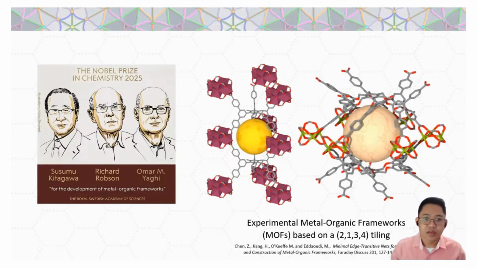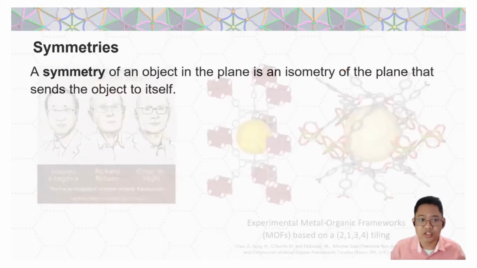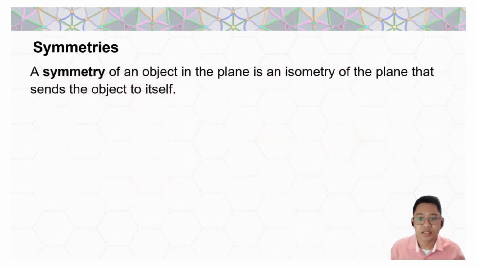Now, before we begin to understand and construct tilings, we have to learn what symmetries are, because symmetries are going to be the tools we need to construct tilings. So let's try to understand what symmetry is. The symmetry of an object in the plane is an isometry that sends the object to itself. Basically, you have this operation, which we call symmetry, such that when you apply this particular operation on an object, the object should go back to itself.